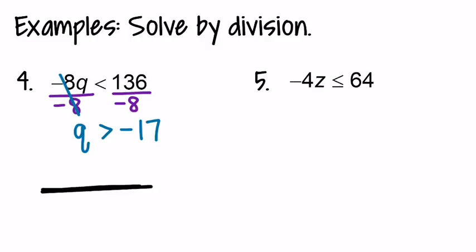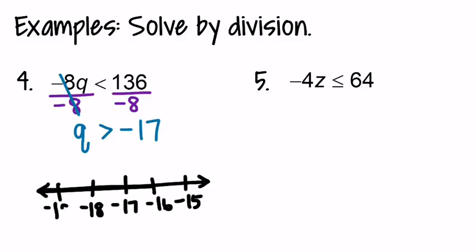So I'm going to draw my number line. Negative 17 in the middle. Since q is greater than negative 17, there's going to be an open circle on negative 17, and then we're going to shade to the right.